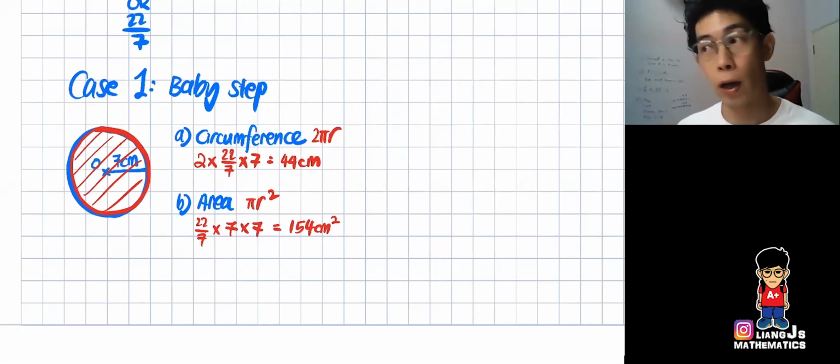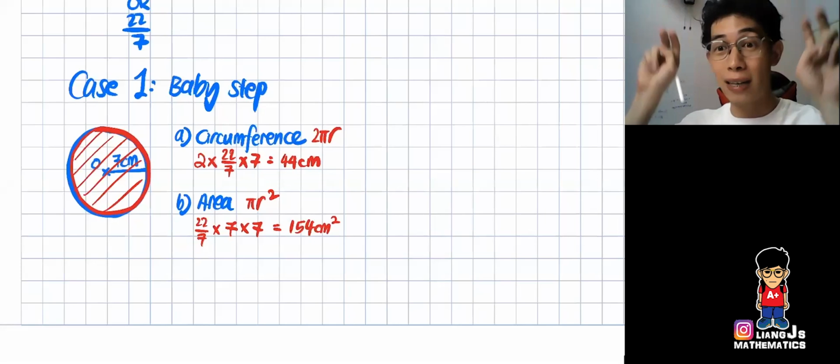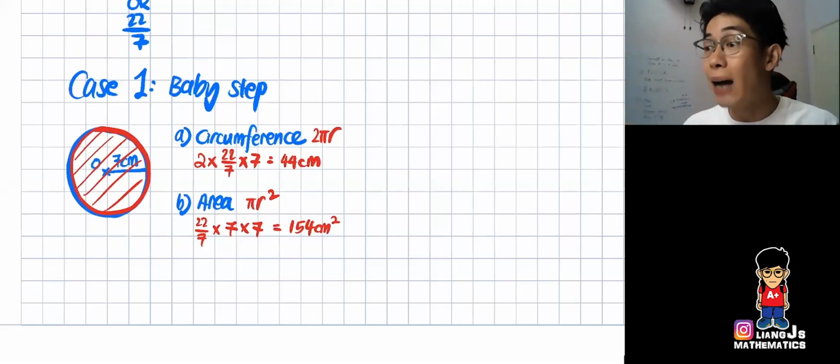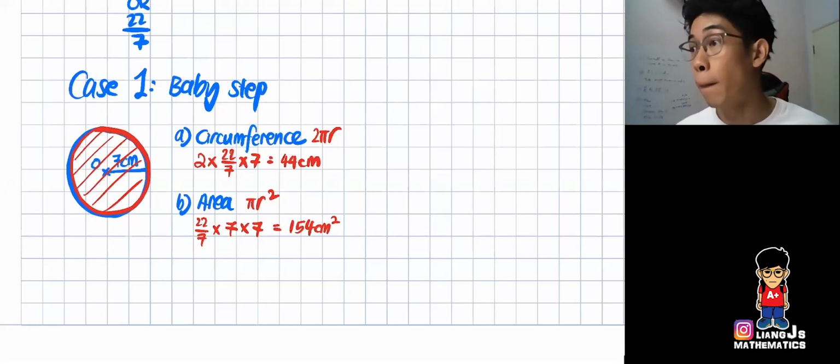Circumference being circumference, area being area. Circumference is your, in Chinese, 周长, the outer lines, the outer line only. Area means 面积, the surface of it, the surface of it.